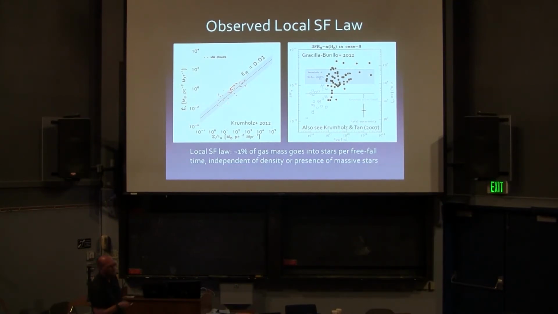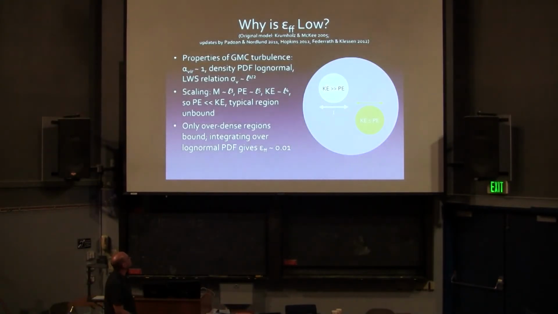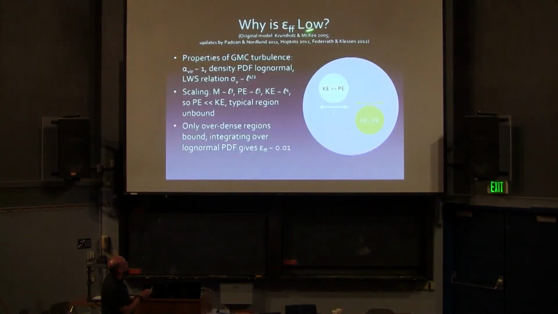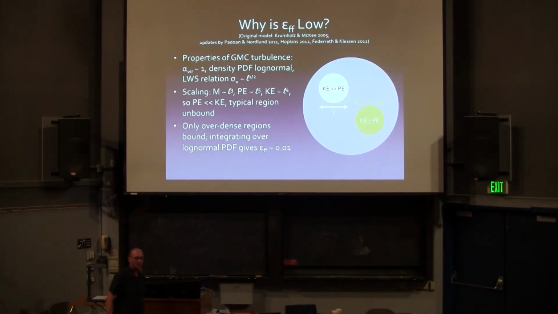Now, there is this trend here. It's not totally clear to me if that trend is real or if it's simply the fact that HCN is not a totally unbiased tracer of mass. Nonetheless, you get this value of about 1%. Incidentally, this gray band is just a factor of 3 scatter, so you can see how big the scatter is. So the question is, why is that epsilon FF so low? Where does that 1% come from?